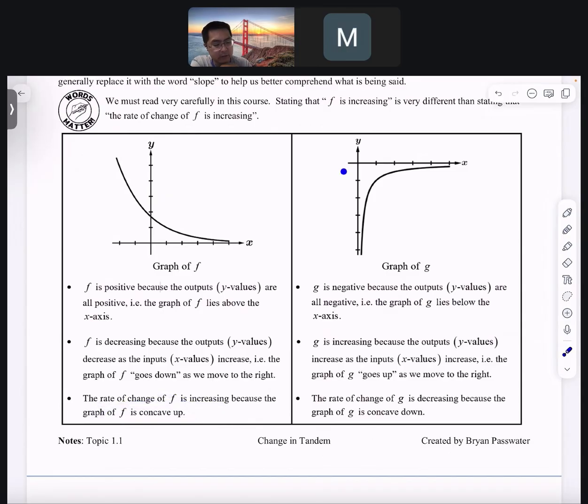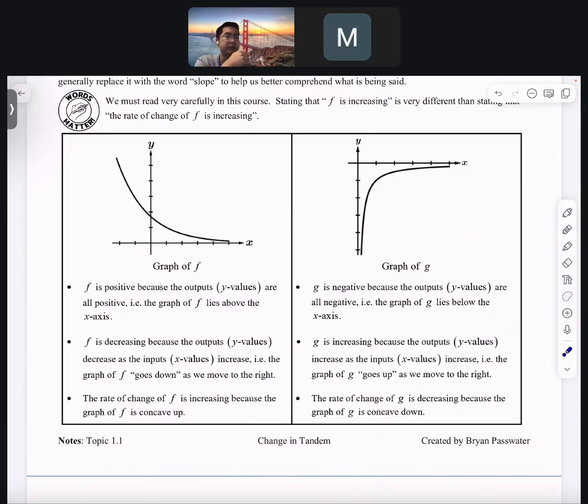Now, if you look over here, if it's below the x-axis, it is negative. If you follow the graph from left to right and it's going up, that is increasing. And again, this definitely looks like a graph that is concave down. This is a part of the graph that's concave down. So as a result, the rate of change of g is decreasing because the graph of g is concave down. Those words are simultaneous, you guys.